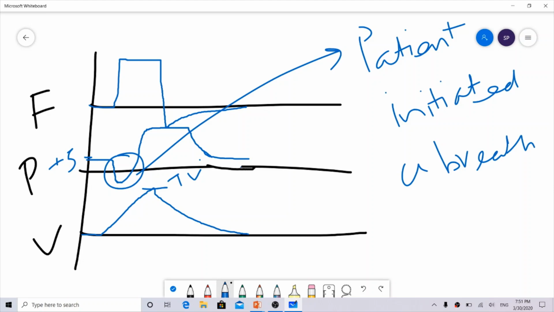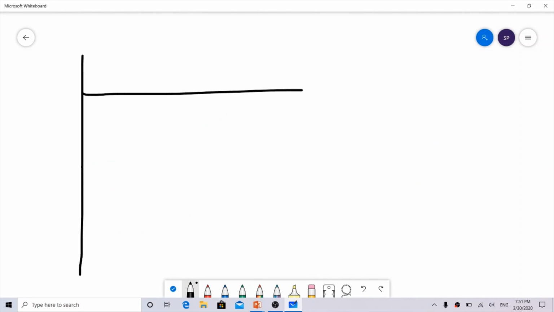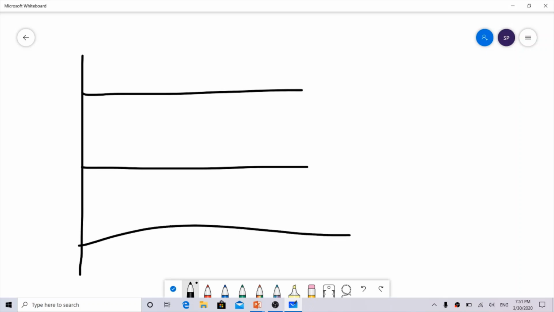Now let's see what happens. I told you we always keep a backup rate. So we always have a backup rate, right? In a backup rate, what happens? We have this again. We will just draw the same thing. So we have a flow, we have a pressure, and we have a volume curve, right? So we have a backup rate.